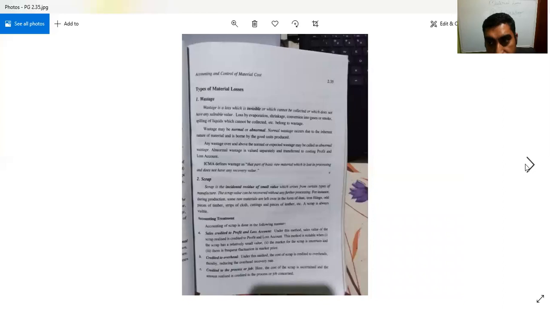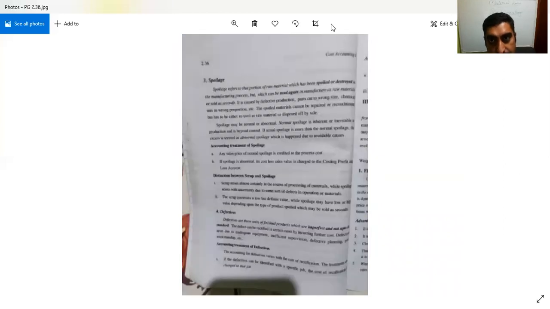Next, spoilage. So like wastage and scrap, there is another item called a spoilage.